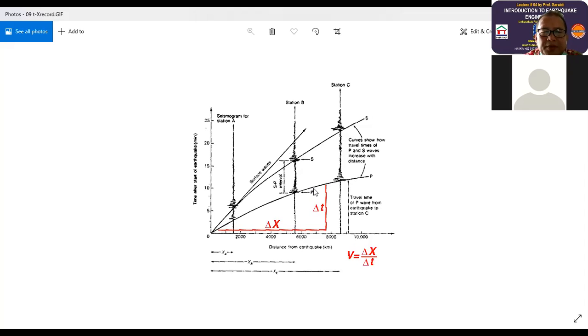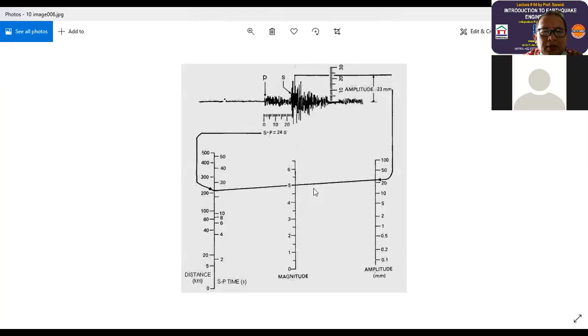So we can use it to calculate the distance of the epicenter of the earthquake from the station. By earthquake station, we mean a sensor that records the earth shaking. Okay, this is for example a typical recording of an earthquake that we got from a seismograph.